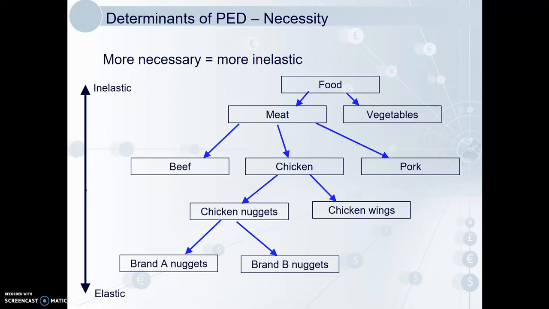As we go further down, the different types of meat become closer substitutes for each other. And then again, different types of chicken are closer substitutes than the different types of meat. And then different types of chicken nuggets are almost perfect substitutes. So demand for them is very elastic. With an increase in price, you'll go to the other brand of nuggets. Demand will be very responsive to a change in price.